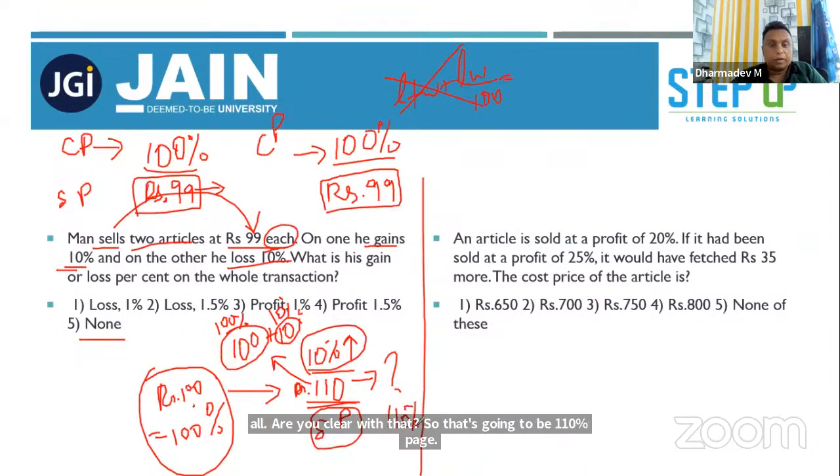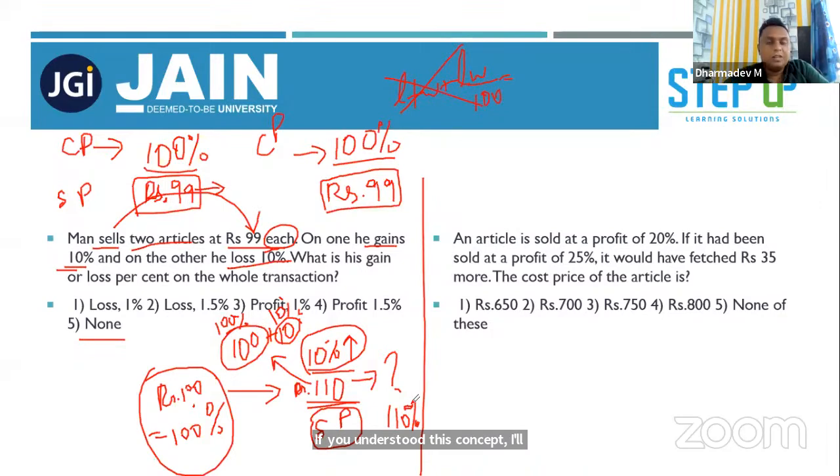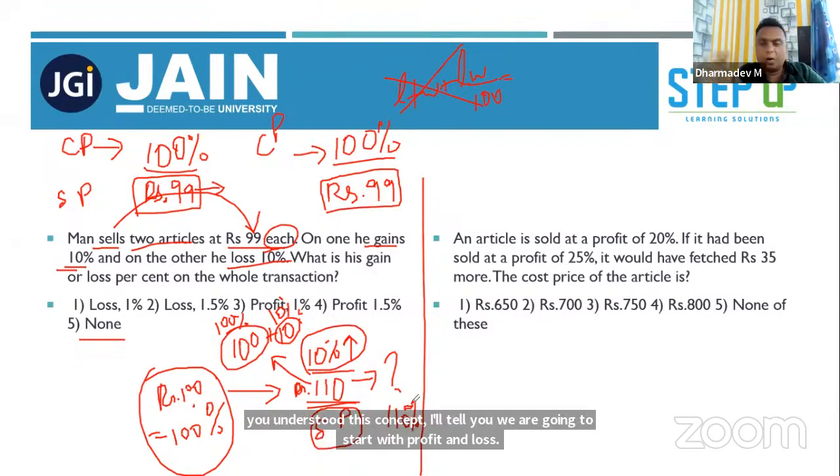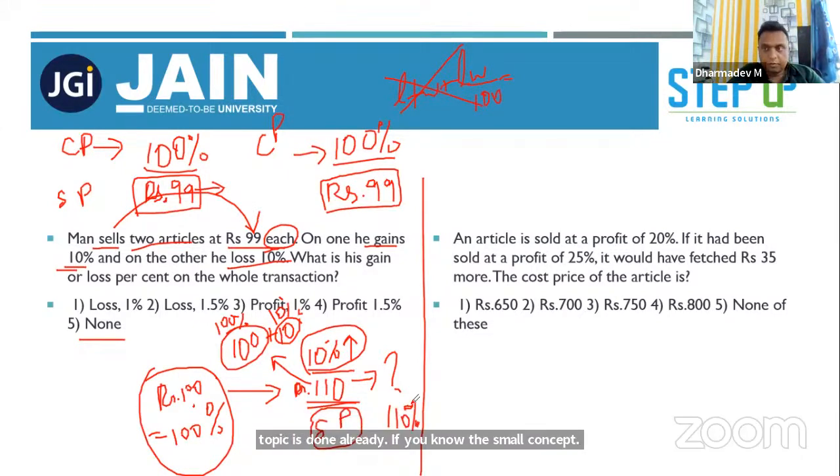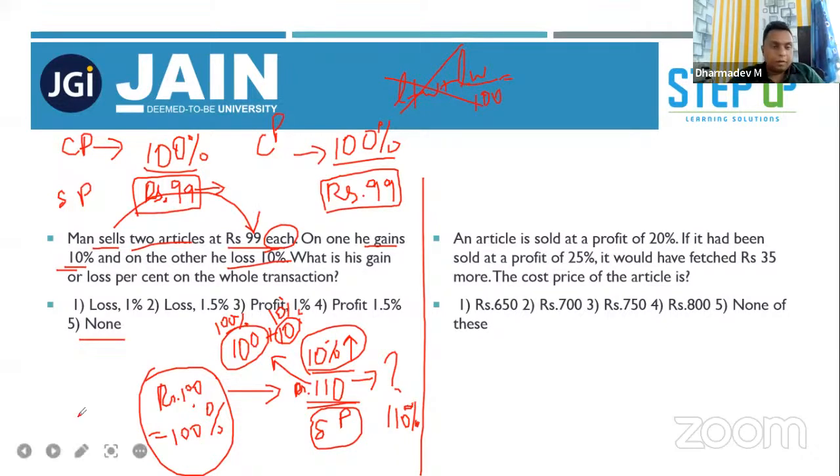If you understood this concept, I'll tell you, we're going to start with profit and loss. The topic is done already, if you know the small concept. You're clear with that? Are you clear with that? That's good. Now I'm going to ask you some simple questions.